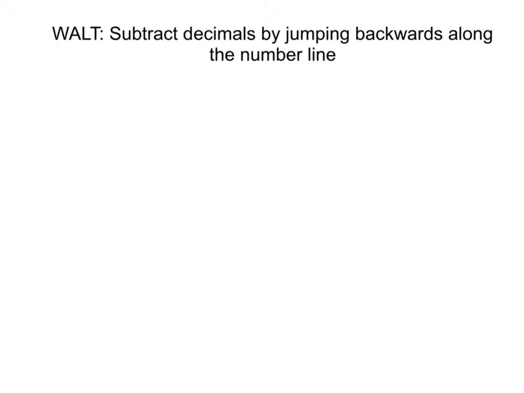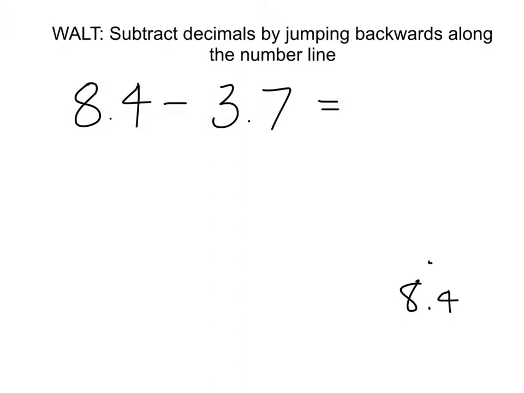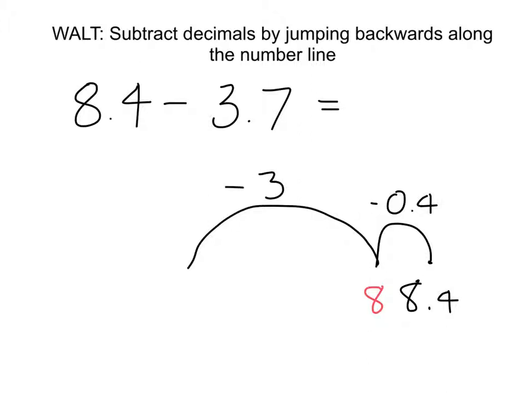Hi team, welcome to this tutorial where we're learning to subtract decimals by jumping backwards along the number line. So with this question here, 8.4 take away 3.7, we start on the number line at 8.4 and we're going to jump back 0.4. So we take away 0.4, so we're now at number 8 on the number line. And then we're going to take a big jump, and we're going to jump 3 whole numbers. So we are minus 3.